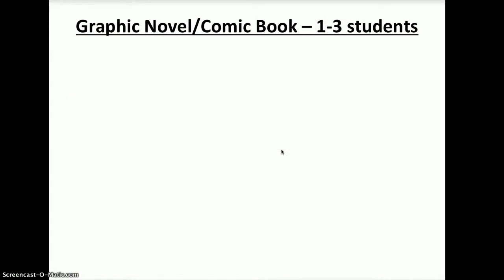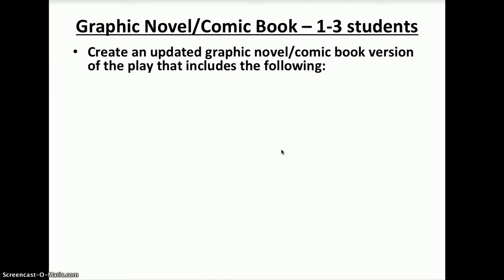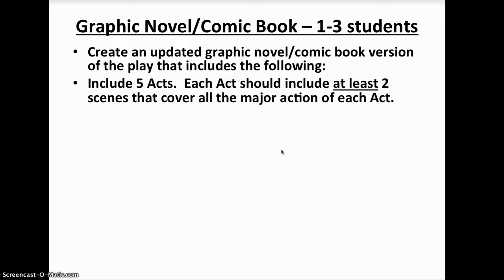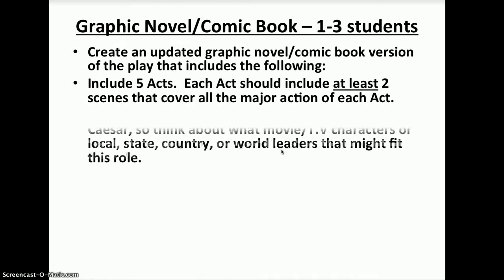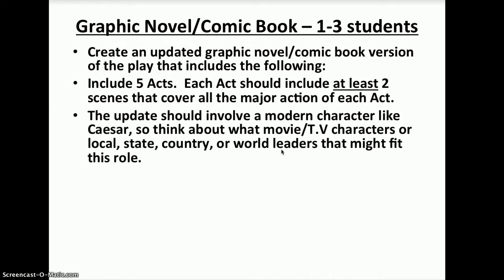The second one is a graphic novel or a possible comic book. Now this is a little larger, so one person could do it, but it's probably more of a 2 or 3 person one. Create an updated graphic novel comic book version of the play that includes 5 acts. Each act should have at least 2 scenes that cover all the major action of the act. The update should involve a modern character. So you're not doing Julius Caesar, but maybe you're doing a character like Beyonce is, or Kanye is Caesar. Think about TV characters, just anything that might be analogous to that.